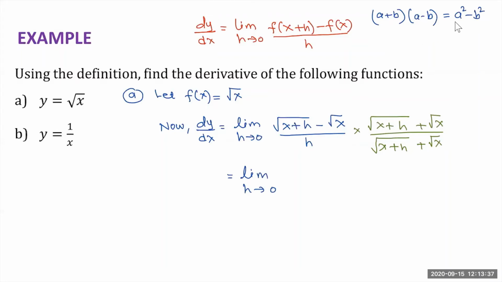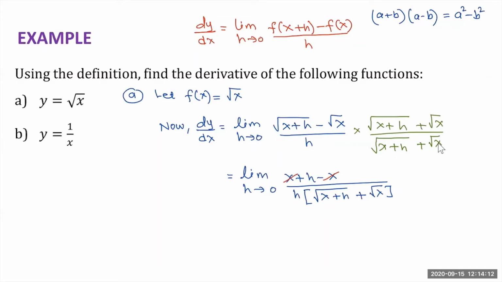So if I multiply, it will be the square of the first. If I square the first, it will be x plus h. Minus, if I square the second, b squared, that is x. And in the denominator, you have h multiplied to that quantity, h multiplied to the square root of x plus h plus the square root of x. Now, if you look at the numerator, x gets cancelled.